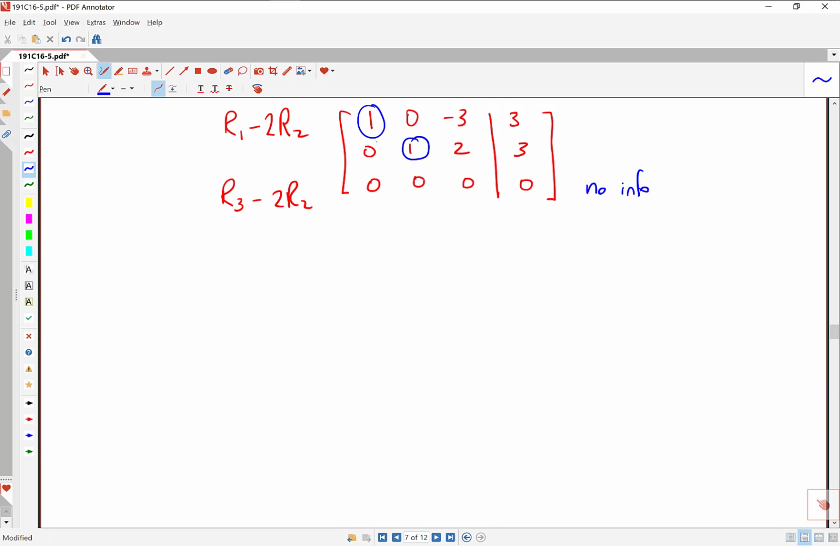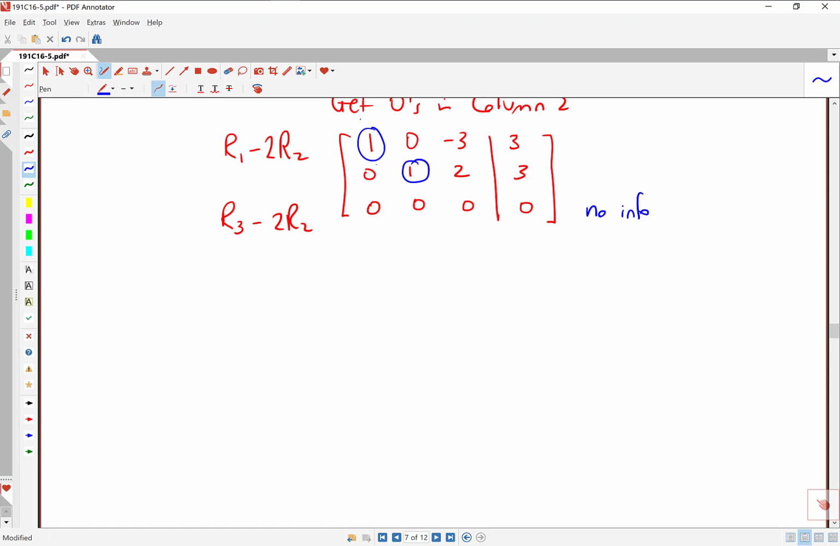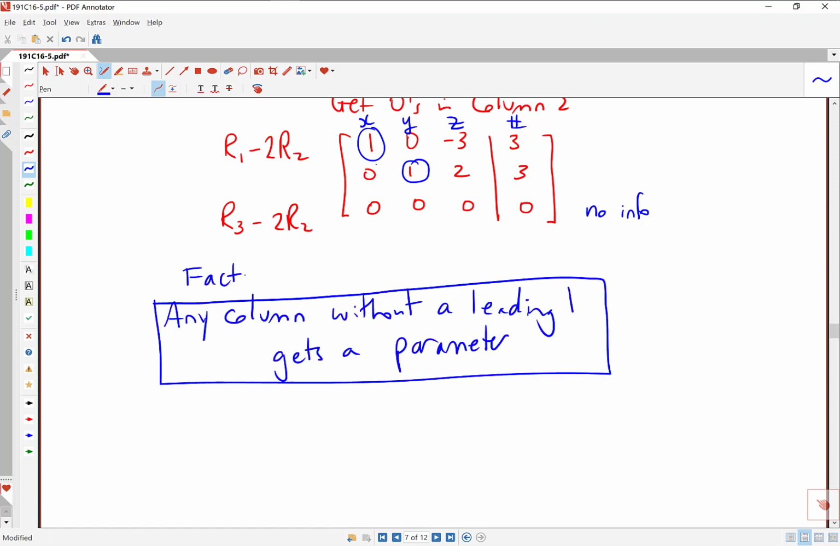So what that means is that our system of equations has 3 variables. Remember, the variables are x, y, and z. Might be handy to label those here. But we've only really got 2 pieces of information about those variables. So there's going to be some freedom in this system, and in particular, we're going to have infinitely many solutions. So let's call this a fact. We're going to see this fact over the next 3 examples. The fact is that any column without a leading one gets a parameter.